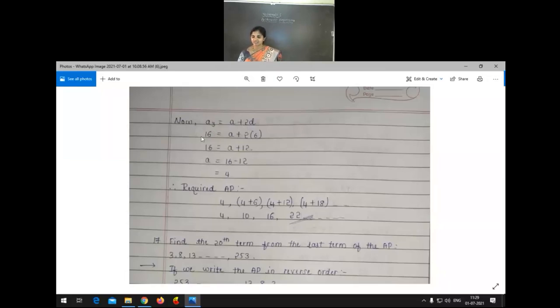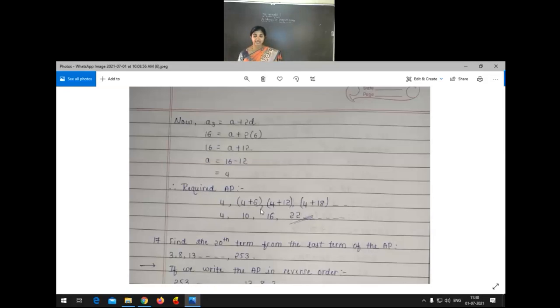Then the third term is given, 16 is equal to A plus 2 into the difference. Just now we got the difference 6. Now 16 is equal to A plus 12, that is A is equal to 16 minus 12, A is equal to 4. So therefore now we got A and D also. If we have A and D, then we can write the AP using the general form: A, A plus D, A plus 2D, A plus 3D, and so on. A is the first term, 4.